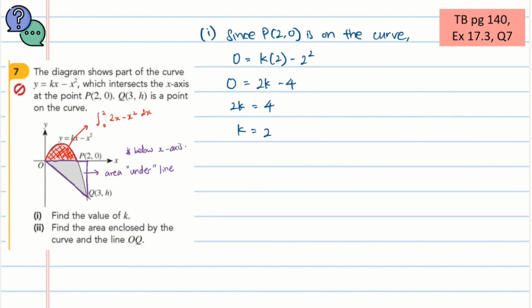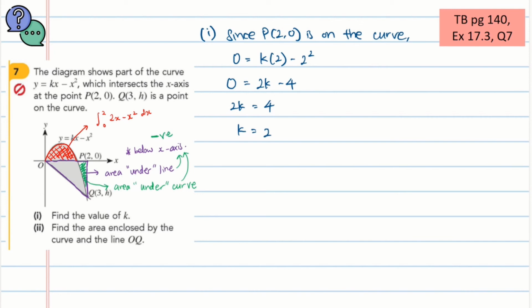But since we only want to find the shaded region, we need to minus away the area of this shaded region, which is the area under the curve, which is again below the x-axis as well. So all of these are below the x-axis. Do be very mindful about that, because when it's below the x-axis, the negative sign is very important.